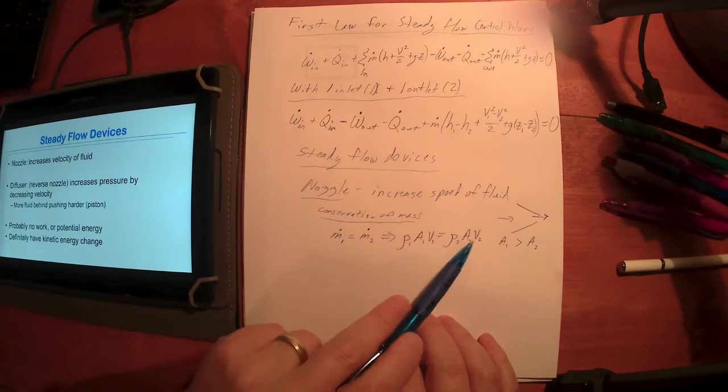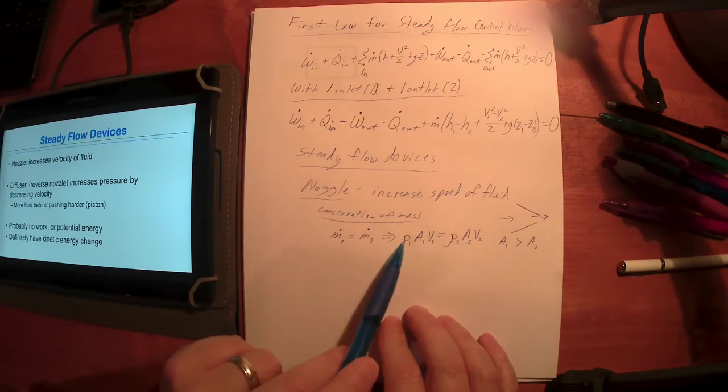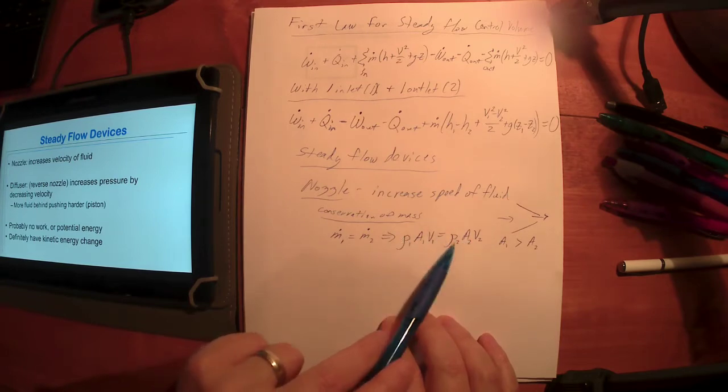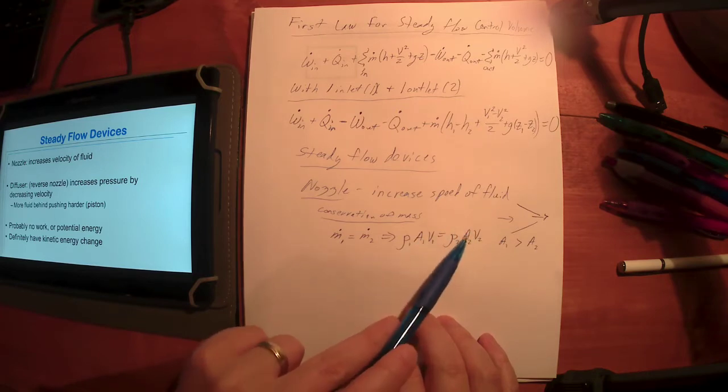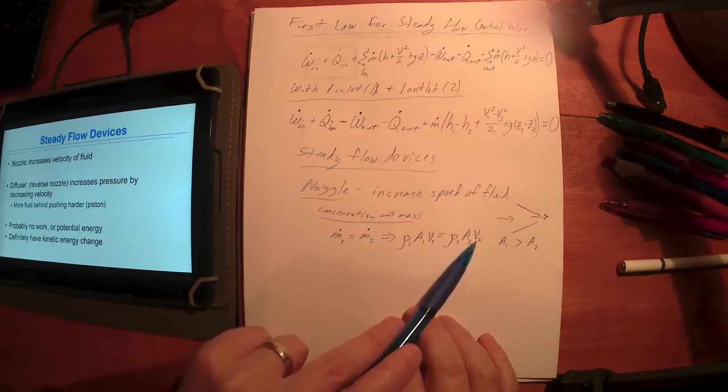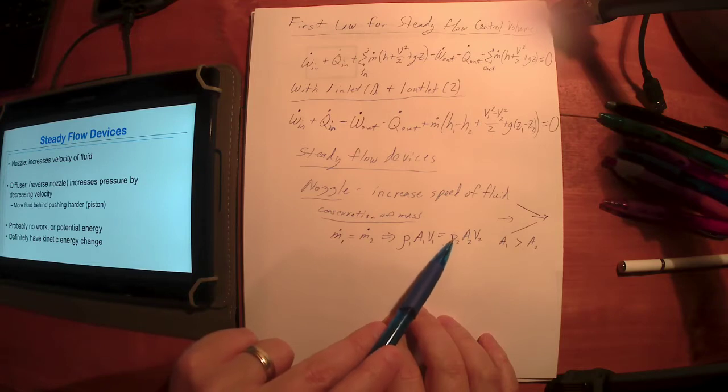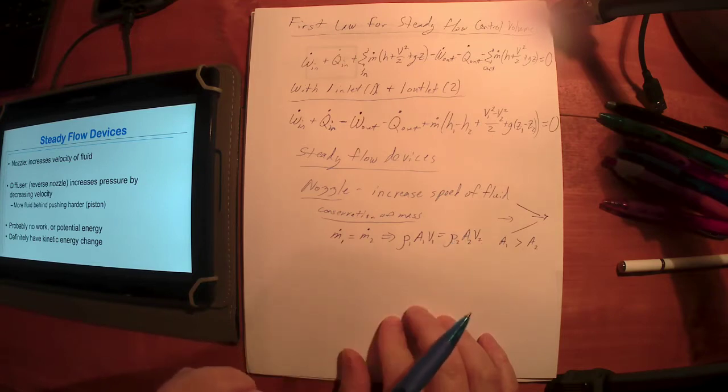So if A1 is larger than A2, unless you have a noticeable change in the density, the speed at 2 is going to be larger. If the area decreases, the speed most likely is going to increase. The density may also change. The density might also increase as well. If I'm dealing with a liquid, it really doesn't change much. If I'm dealing with a gas, the density may also change.